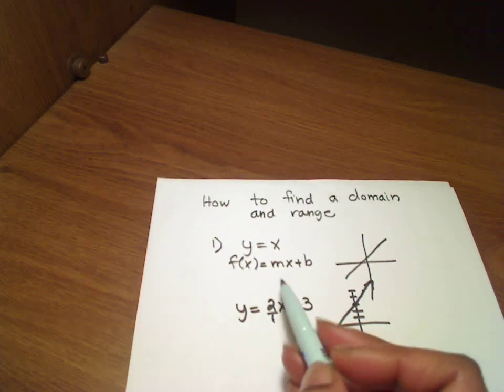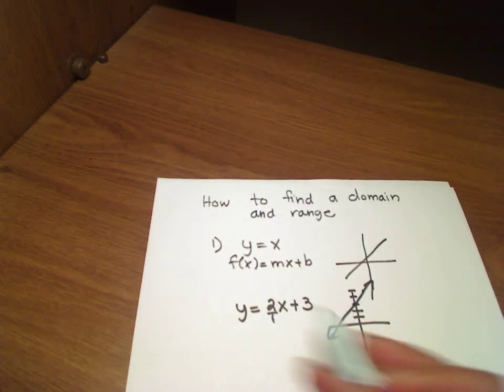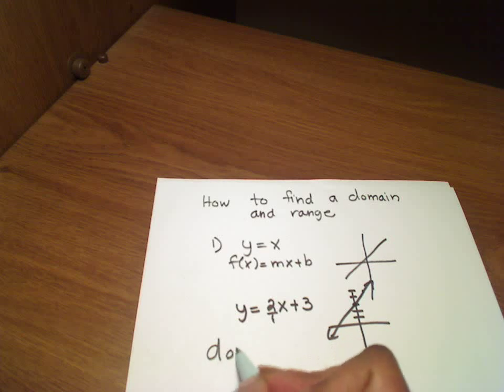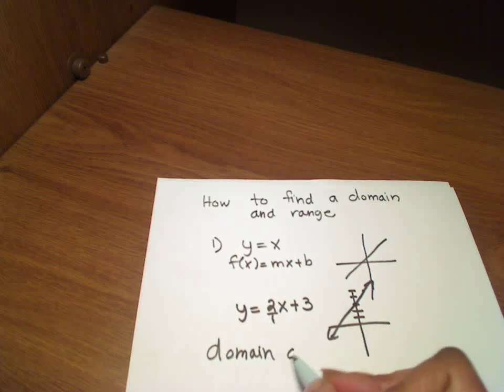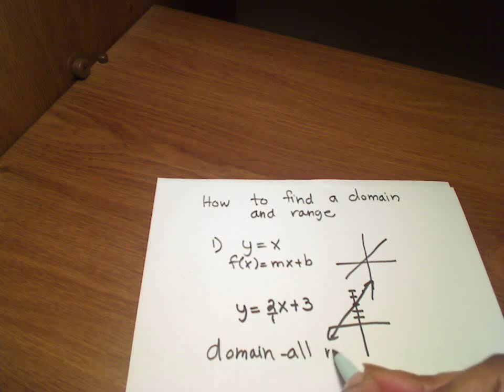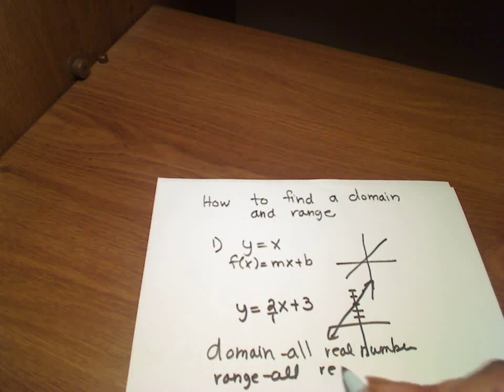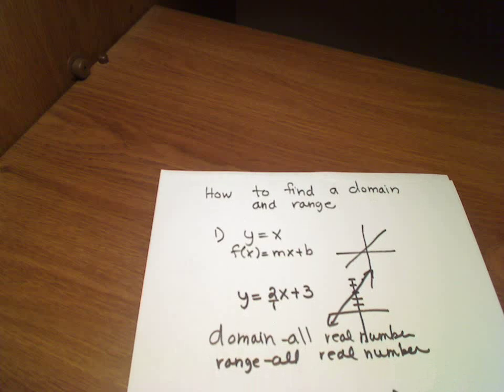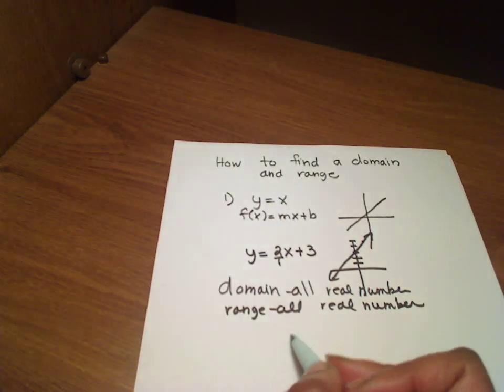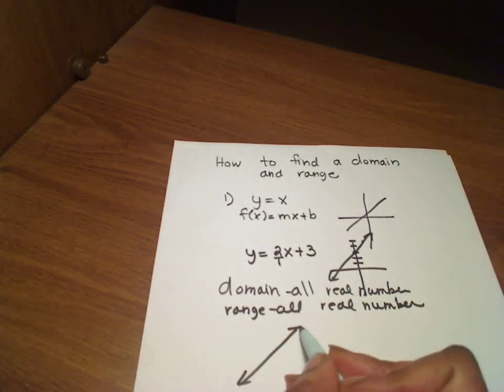Now, whenever you have a straight line, your domain will be all real numbers, and your range is also all real numbers. Now, when you're looking at that, you may be trying to figure out why. Remember that, okay, here's my straight line.